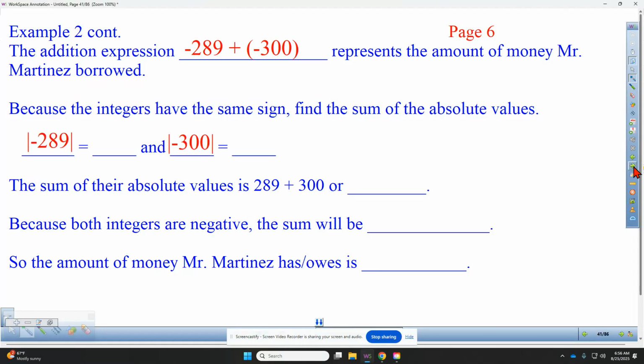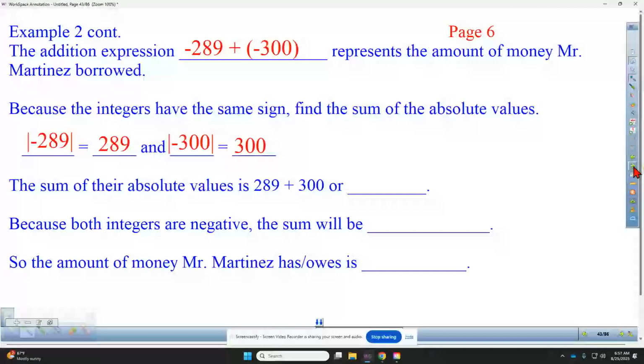So what would be the absolute value of negative 289? Remembering that that is the distance it is from zero. So pause the video and write down what you think would be the correct answer. Hopefully you said 289. So then, knowing that, what would be the absolute value of negative 300? Again, absolute value means how far a number is from zero. So once again, please pause the video, and I want you to at least think about the answer. And that would be 300.